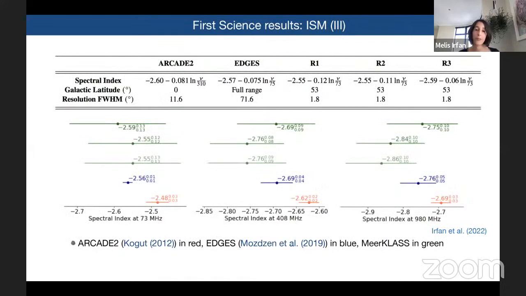So now that we have the form that the spectral index takes and the level of curvature that it's going to have, we can make predictions for the spectral index at various frequencies. So what we have is the spectral index at 73, 408, and 980 megahertz. And you can see the MIRACLE analysis is in red. And we again managed to compare this with ancillary data thanks to EDGES and ARCADE 2, and the balloon-borne experiment. So again, you see strong agreements within one sigma.